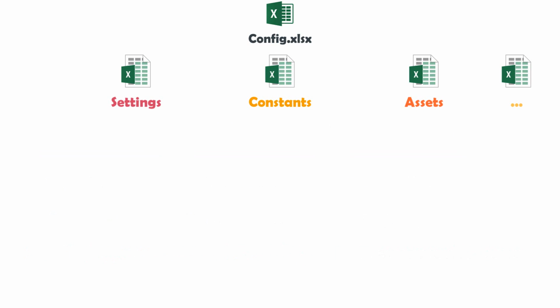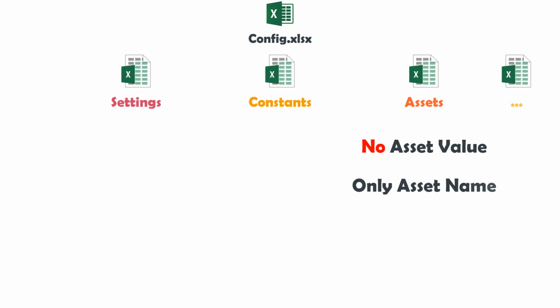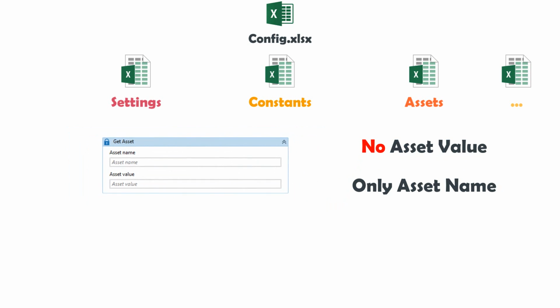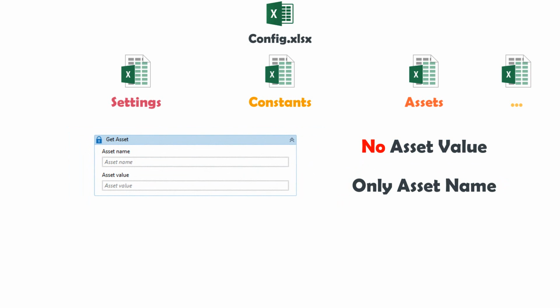And the last sheet, assets, is used to store the different assets, which are stored in Orchestrator and we want to use in the process. So here we have no asset values, but only the asset names. Later in the process we read this sheet. And for each line we get the asset value using getAssetActivity. The value will be stored in the values of the first two sheets.